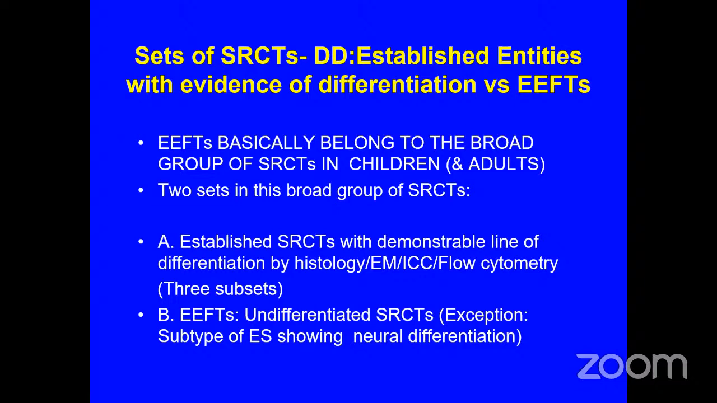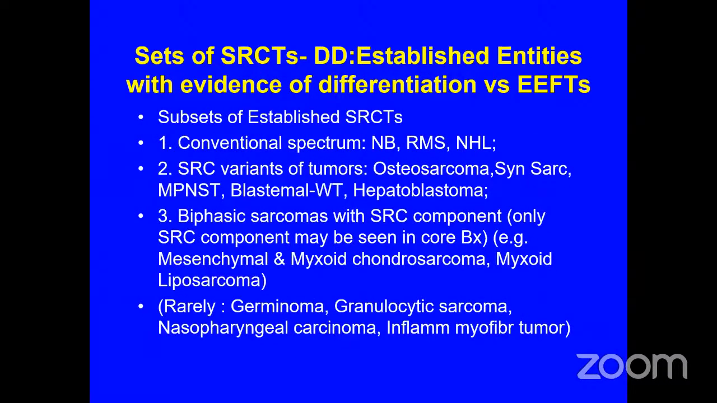And there are 2 sets in this broad group of SRCTs. The first group consists of established SRCTs with demonstrable line of differentiation by histology and other means. And there are 3 subsets in this broad group. And the second group is the EEFTs, which consist of undifferentiated small round cell tumors. And we are going to talk about these in these presentations.